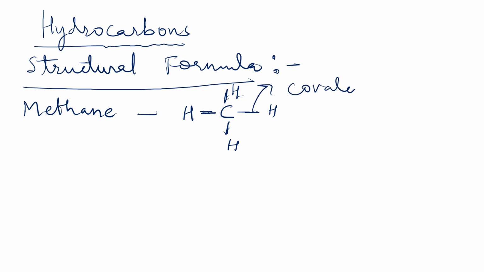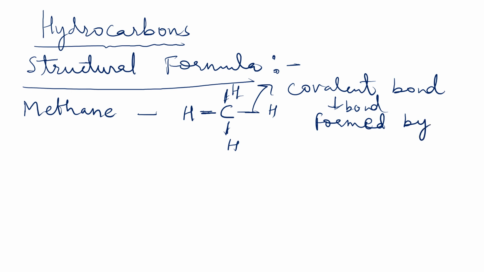And if you remember, in our previous video we learnt about covalent bonding. A covalent bond is the bond formed by sharing of electrons to attain stability.